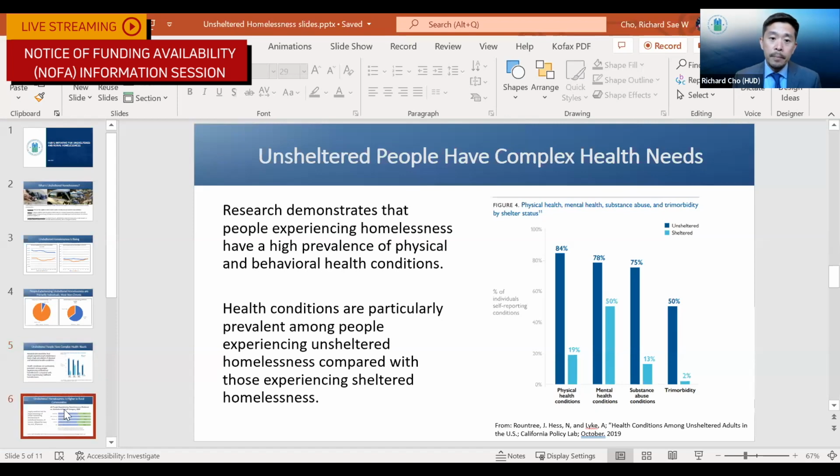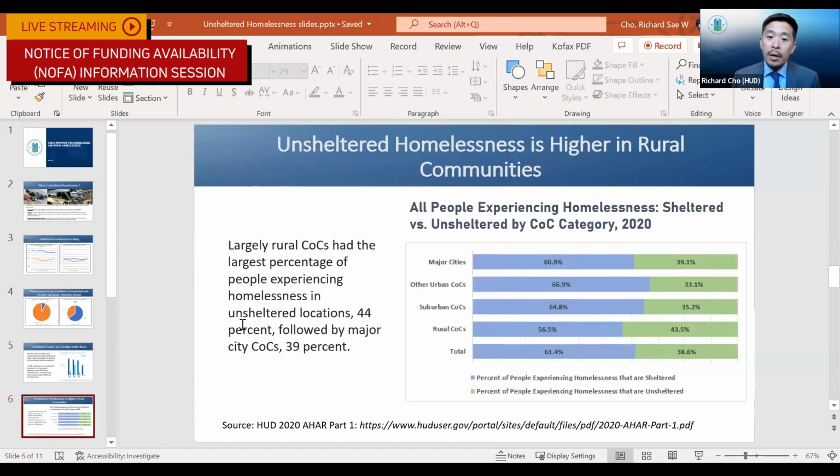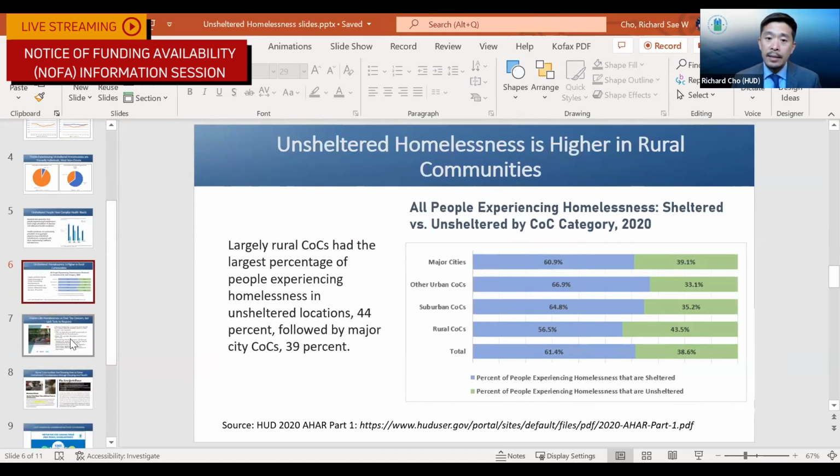And then I think most folks think about unsheltered homelessness as being an urban problem, but actually what our data shows is that if you look at major cities compared to smaller cities or suburban communities, rural communities actually have an even higher percentage of people who are unsheltered than in sheltered settings. And some of you may already be familiar with that dynamic.